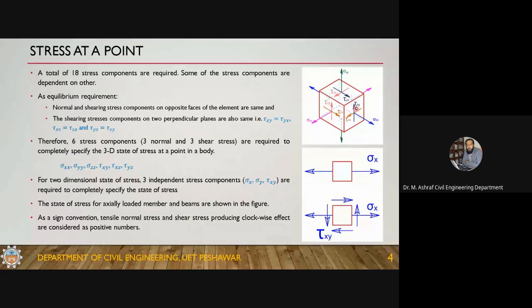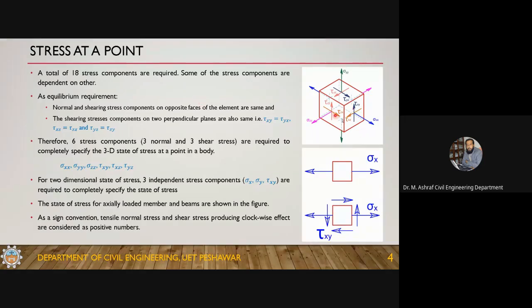So this stress component is equal to this stress component. Similarly, this stress component, tau xz, is equal to tau zx. If you just exchange the subscript, both are equal. Similarly, tau yz is equal to tau zy. So I have written it. So out of those 18, it is now reduced to 9.